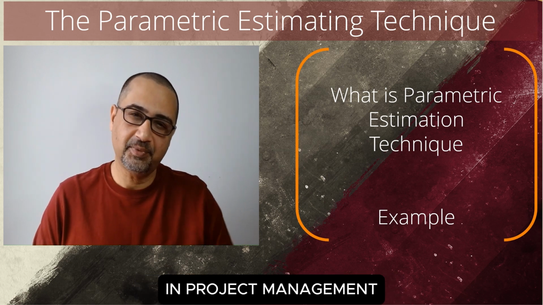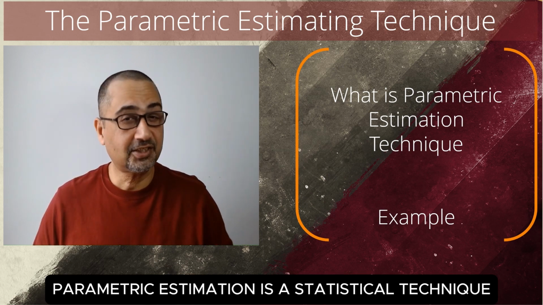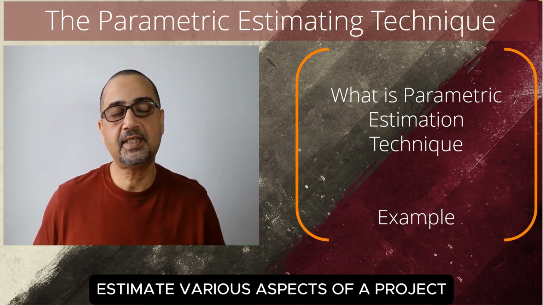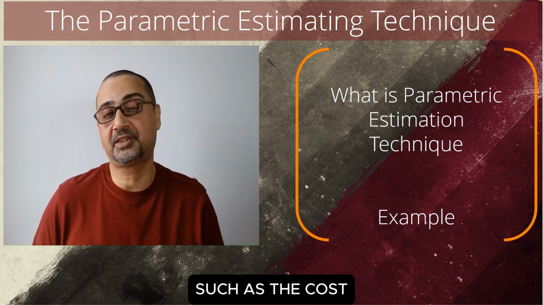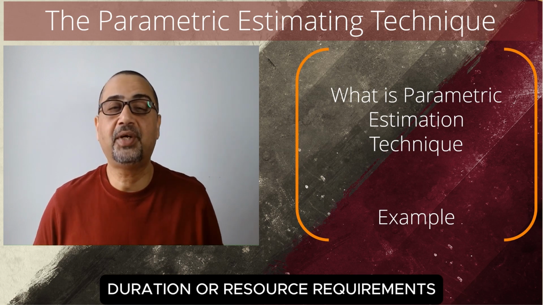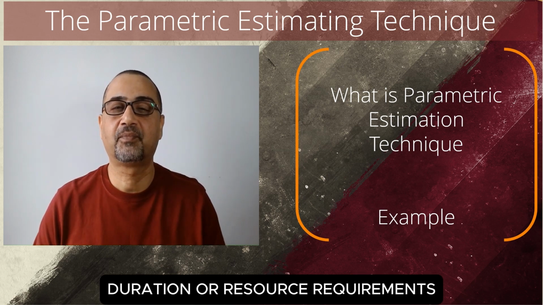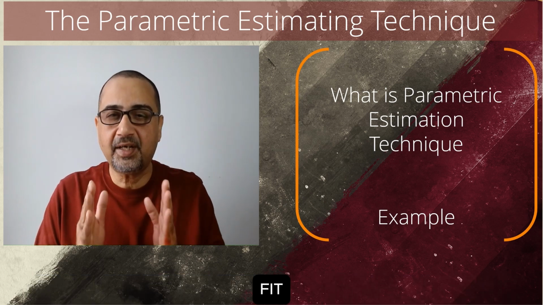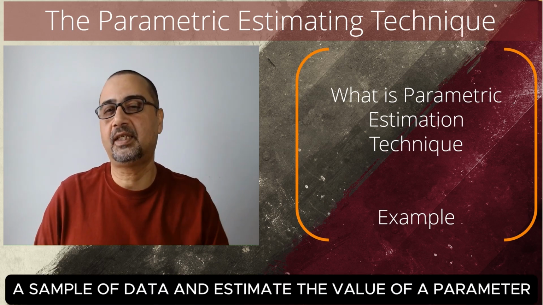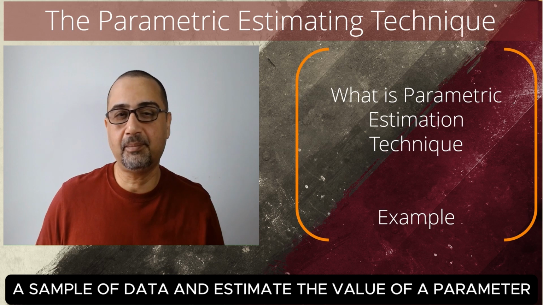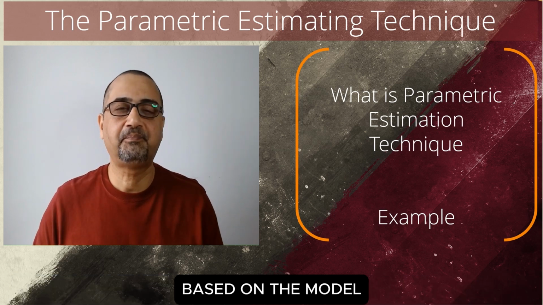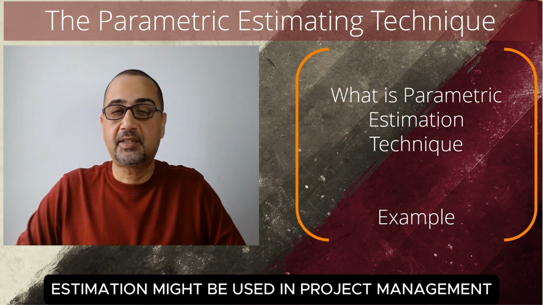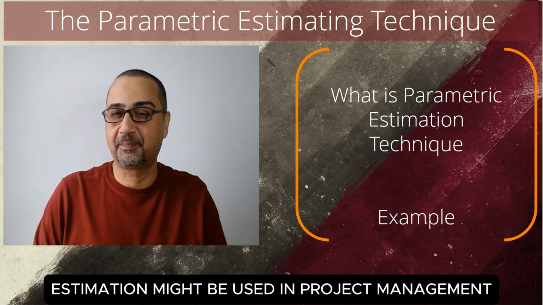In project management, parametric estimation is a statistical technique that can be used to estimate various aspects of a project, such as the cost, duration, or resource requirements. This technique involves using a statistical model to fit a sample of data and estimate the value of a parameter based on the model. Let's discuss a few examples of how parametric estimation might be used in project management.